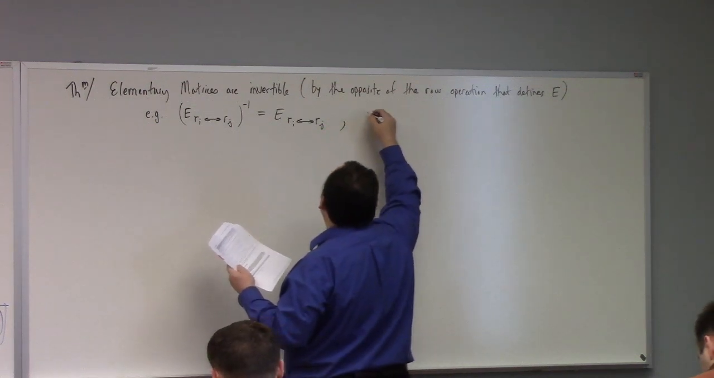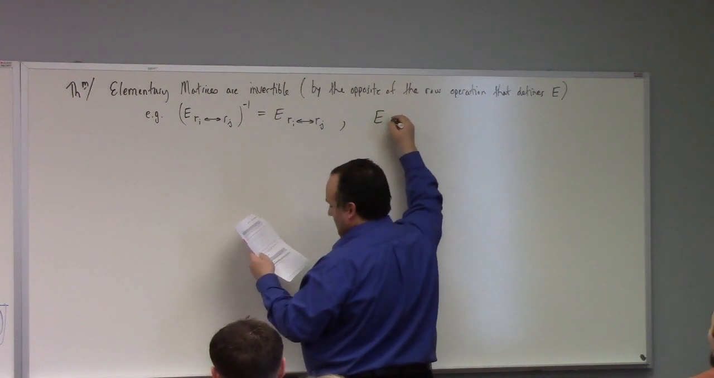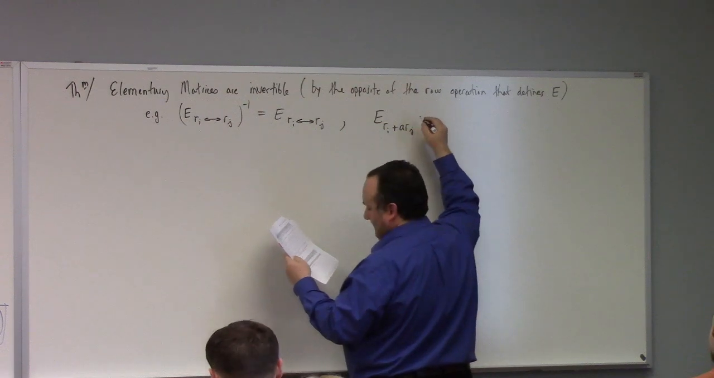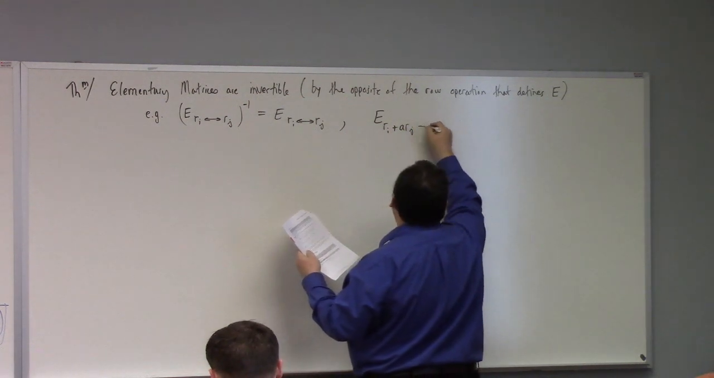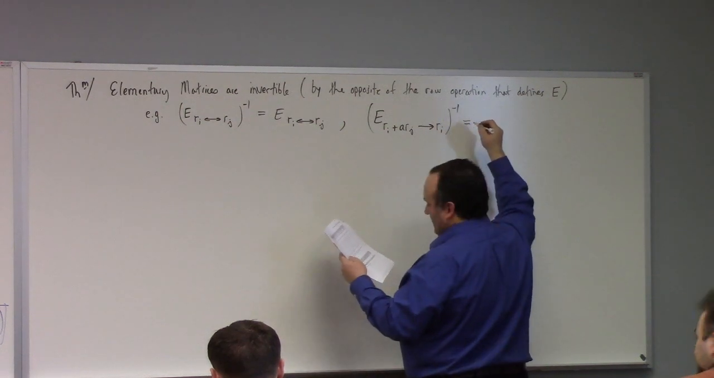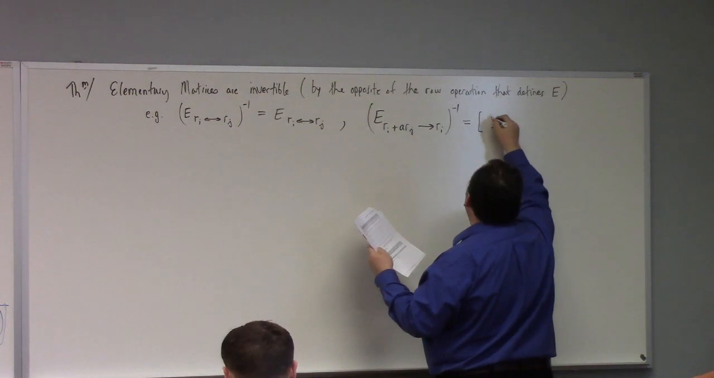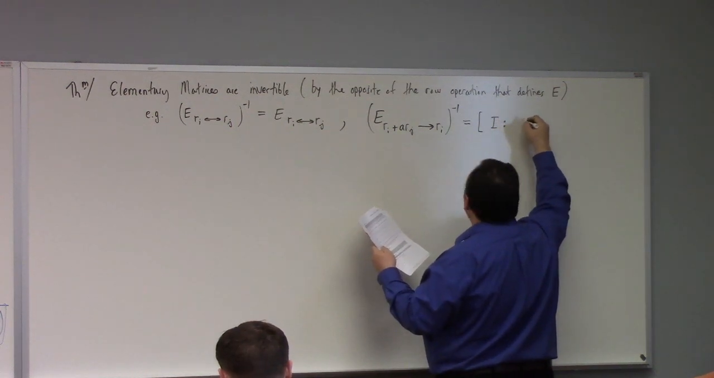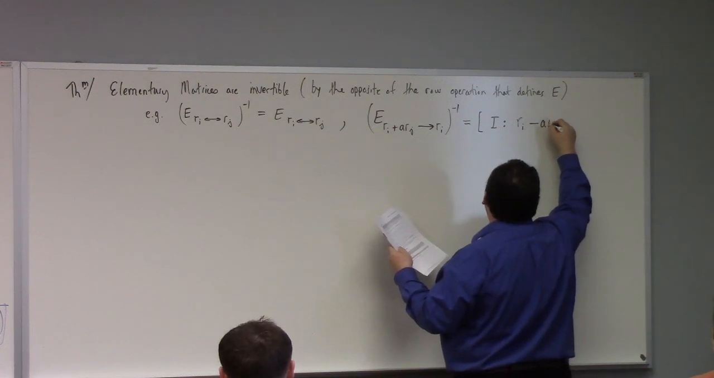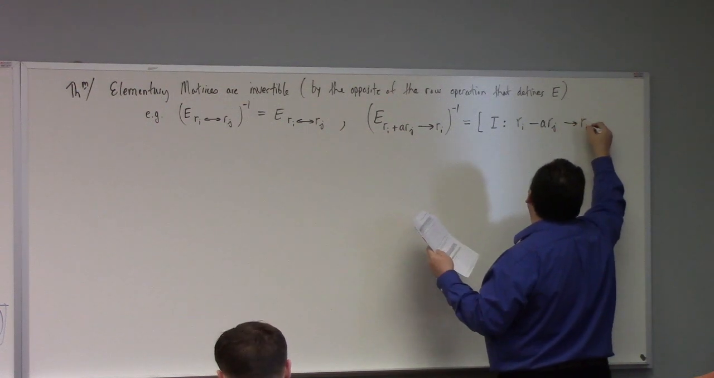Another example, if I had E of row i plus a times row j goes to row i, and I want to calculate the inverse to that row operation, then you could just do row i minus a times row j goes to row i.